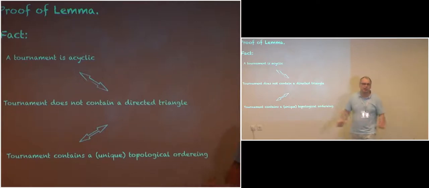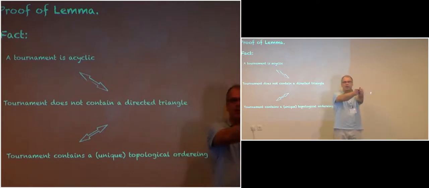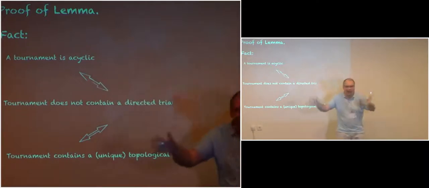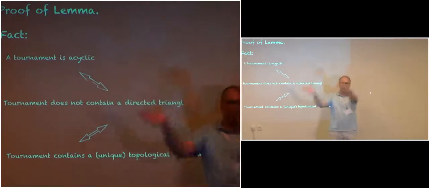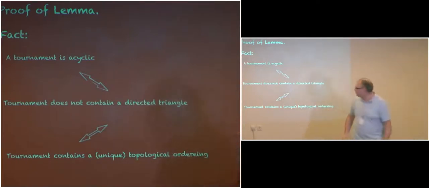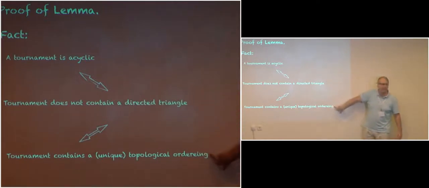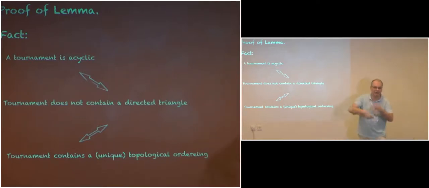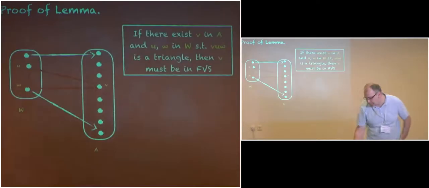What is the topological order of a tournament? I can order the vertices of my tournament from left to right, such that all arcs also go from left to right. And these things are equivalent: a tournament is acyclic, it has no directed triangles, and it has a topological ordering. I really need all these three equivalent definitions. I will be jumping from one to another.